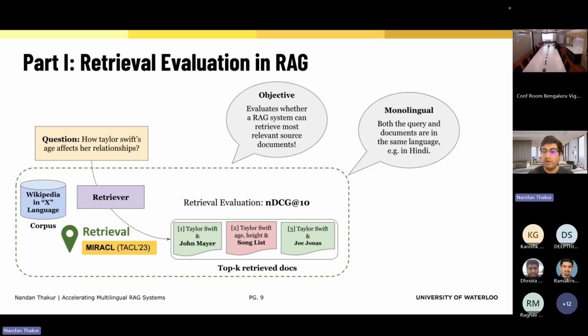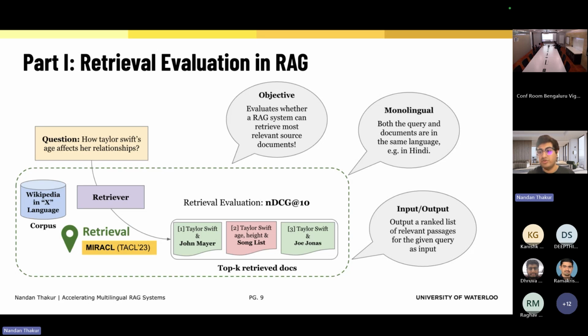The setting which we follow in our work is monolingual. This means that both the queries and the documents are in the same language, for example Hindi or some other language. The input for the retriever is a user question, and you need to output a ranked list of passages.